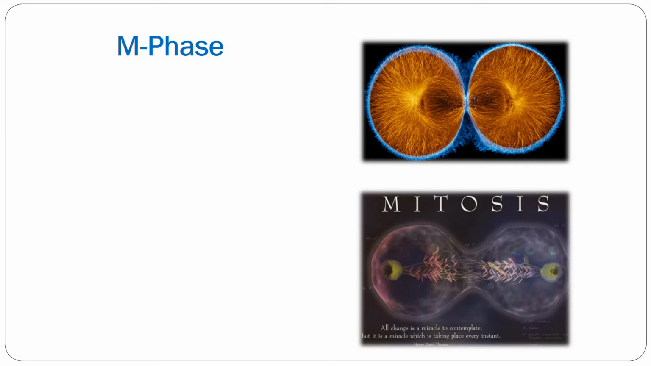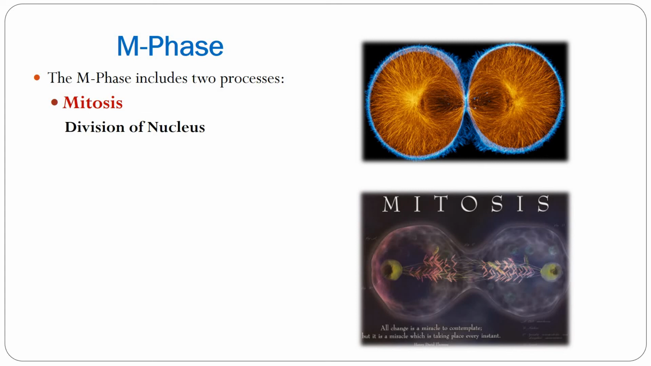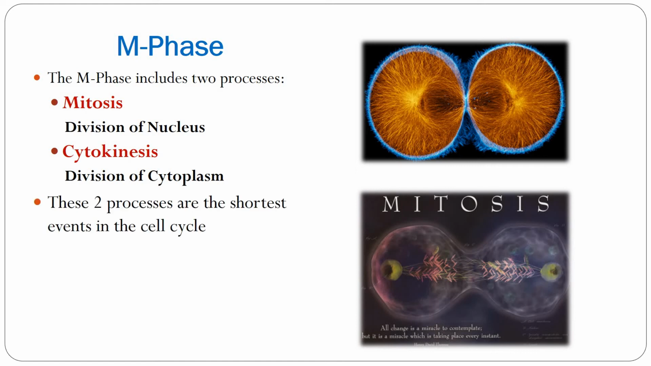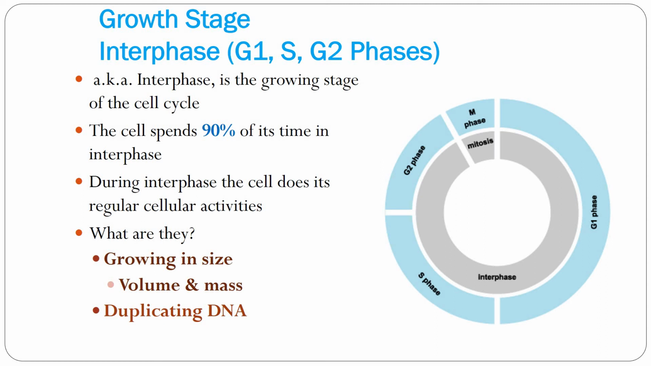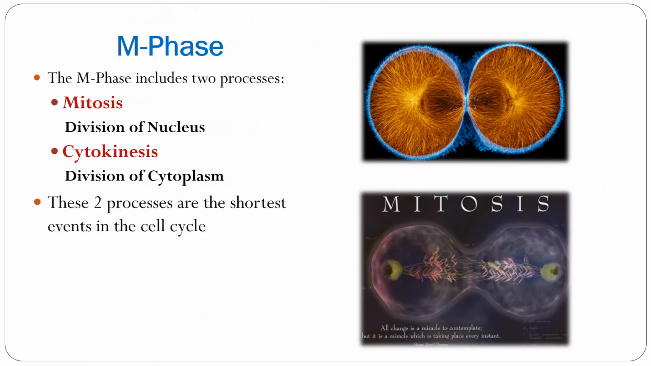And the last little bit is the M phase, which includes two processes. We have mitosis, which is division of the nucleus, and cytokinesis, which divides the cytoplasm. And if we look back at a few slides ago, we can see that this is actually the smallest part. The M phase is the smallest part of the cell cycle. It only takes up about 10% of the time that the life of the cell is going to be in.